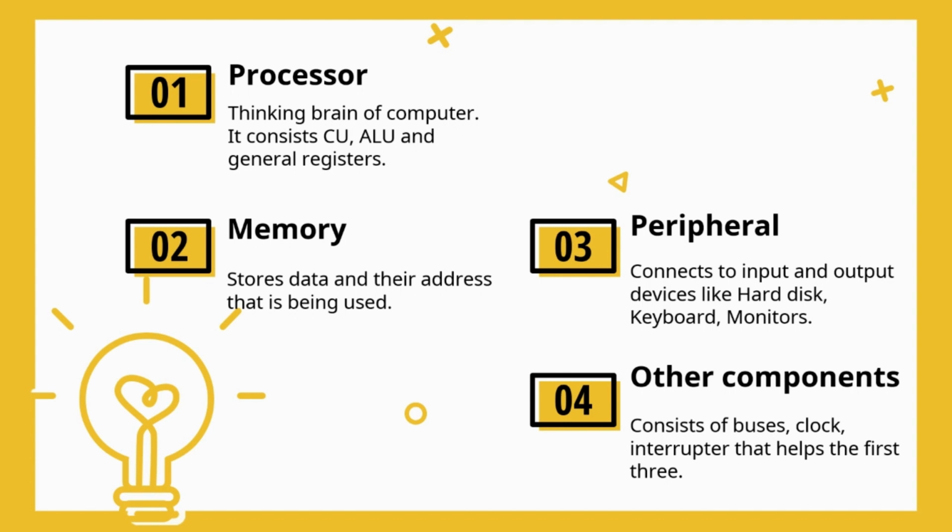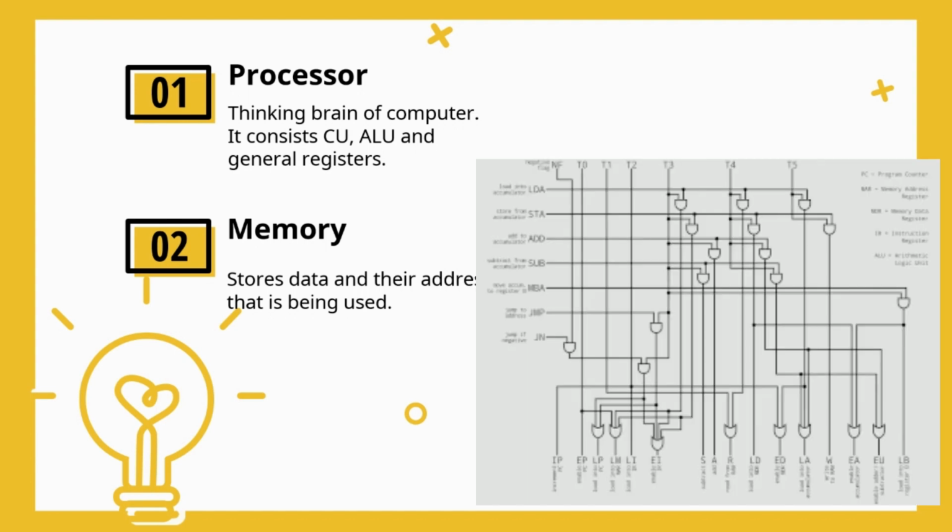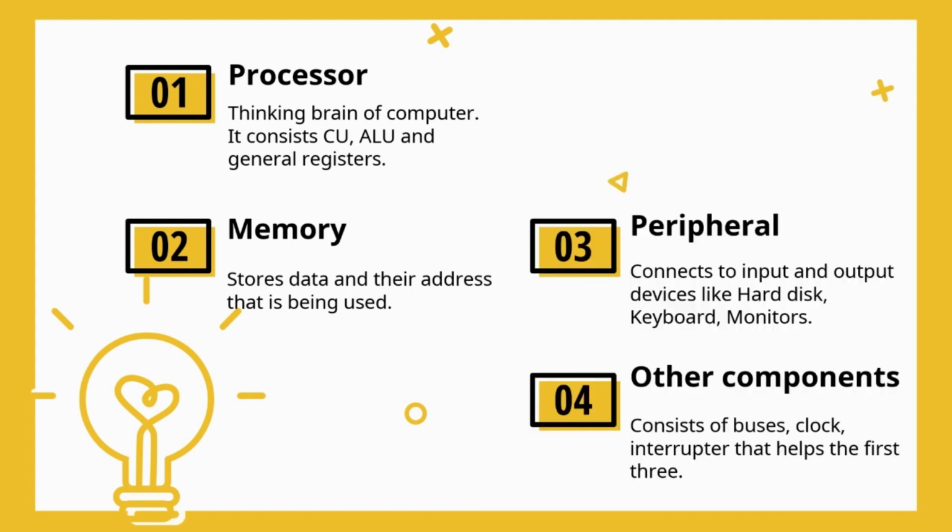Processor is like the thinking brain of the computer. Whatever it thinks, it happens inside the processor. The processor also has three parts: the control unit, the ALU, which is the arithmetic and logic unit, and the general register. The control unit helps in all the controlling parts, like when you increase or decrease the volume. All those instructions come out from the control unit.